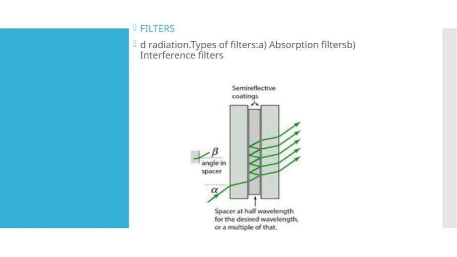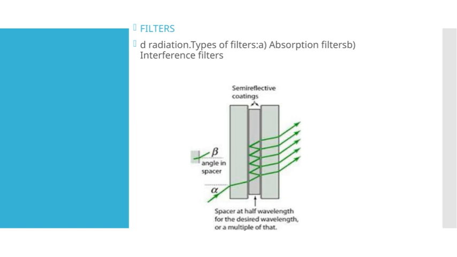Let's take a closer look at filters today. When we talk about filters in radiation, we're essentially discussing tools that help us select or block specific wavelengths or types of radiation. Now, there are different types of filters, and two main categories are particularly important: absorption filters and interference filters. Absorption filters work by absorbing certain wavelengths of radiation while allowing others to pass through. Think of them as a kind of selective sponge that soaks up unwanted parts of the spectrum.